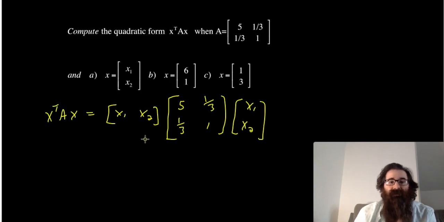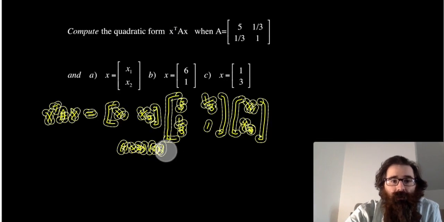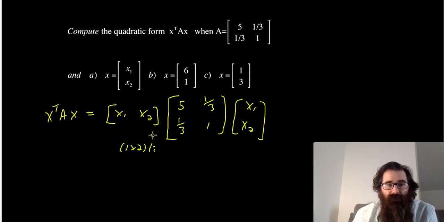And not a bad idea to consider sizes here. I'm going to want to multiply from left to right, so I'm going to start here on the left. And this is a 1 by 2 times a 2 by 2. And the result of this is going to give me a 1 by 2. So let's go ahead and we'll do this part first.